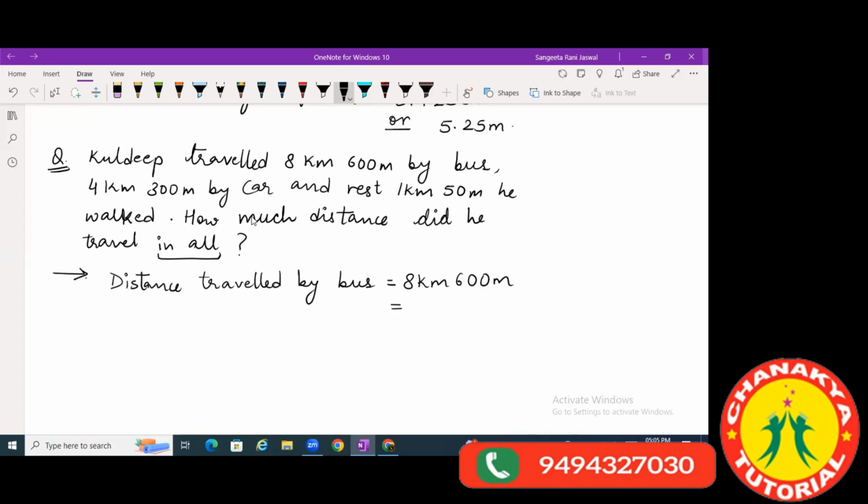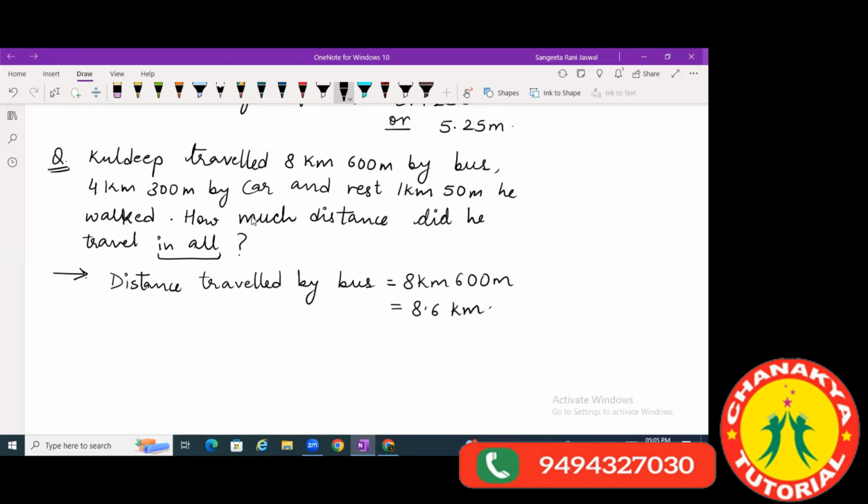Bhavesh? The answer will be 8,600 meters. This is 8 kilometers, 600 meters. If I have to convert the whole thing to kilometers, then what will I write here? This 8 is already in kilometers. Only this part is to be converted to kilometers now. 8.6 kilometers. Yes, 8.6 kilometers, right?